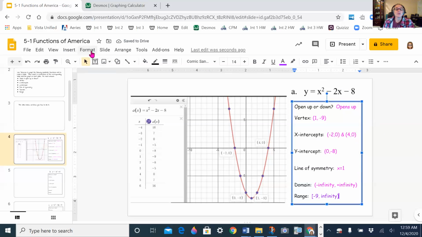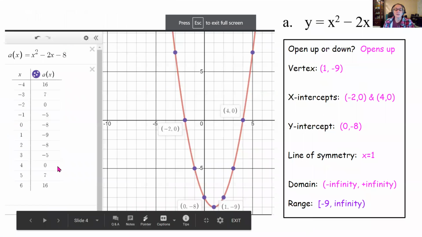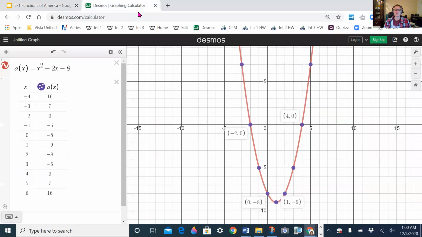And so let me just change the view of this so we can see it a little better, okay? So you can see here is my table. Here you can see my graph and the points. And here you can see all my answers to the questions. So let me just show you something else that we can do here. Let me just hit exit, get back to this.